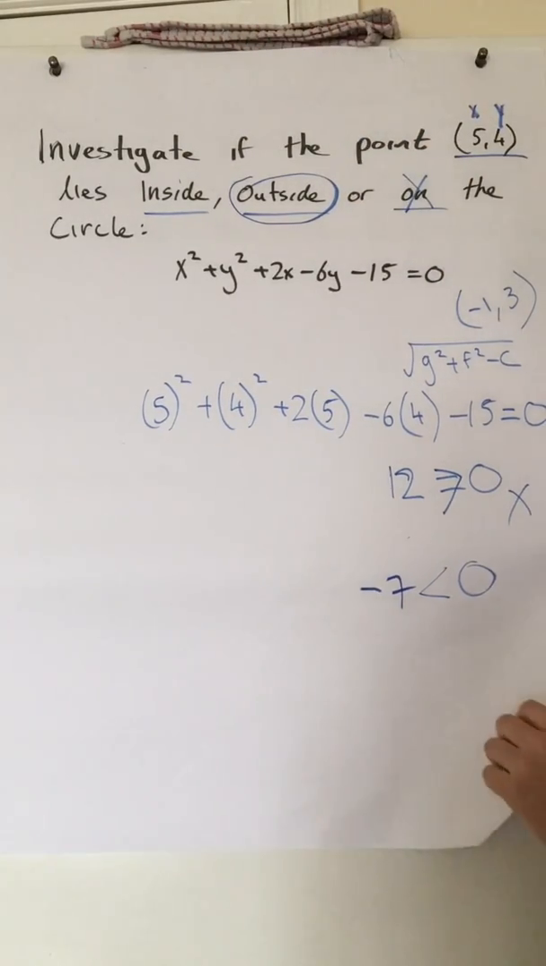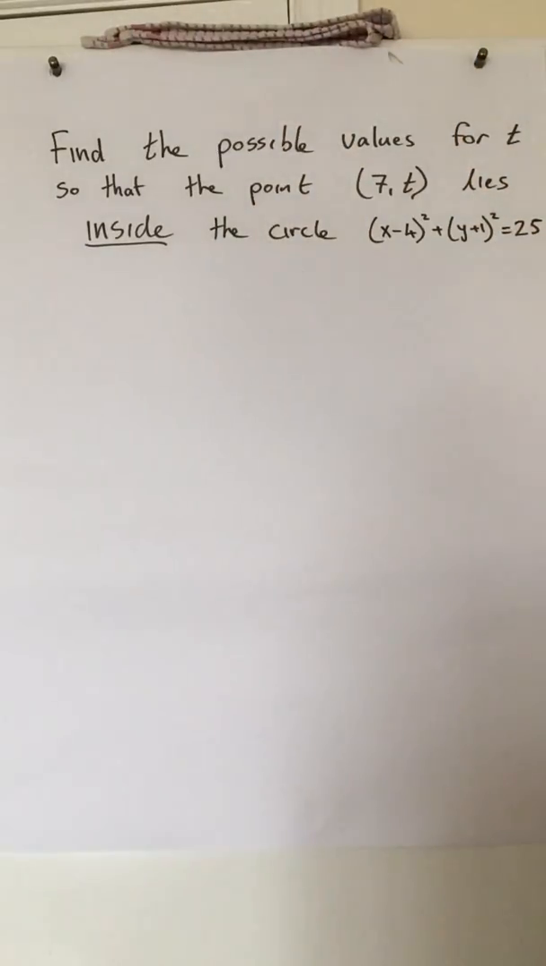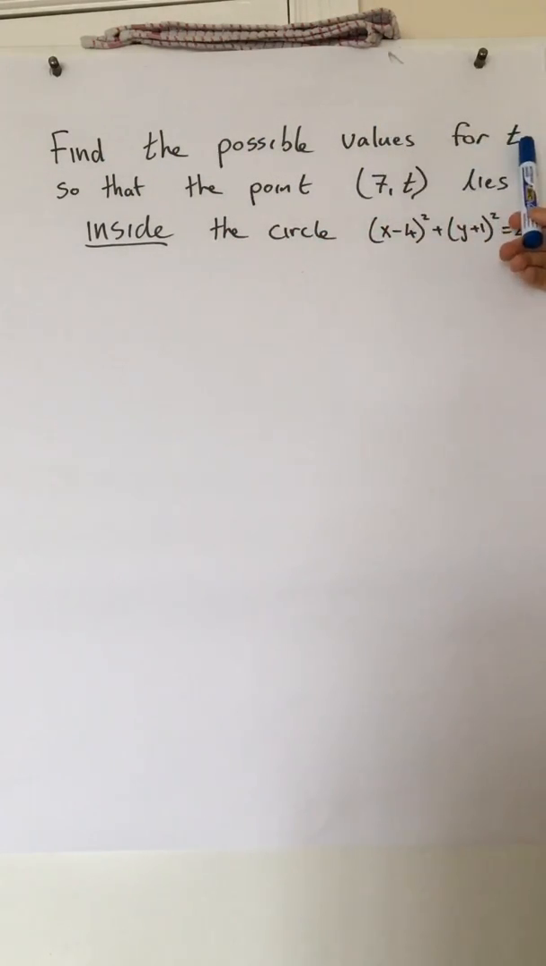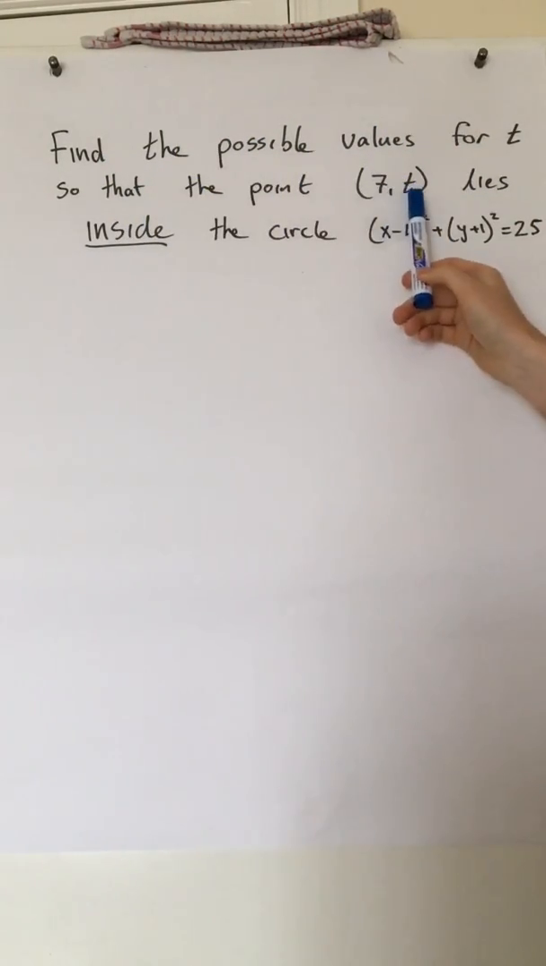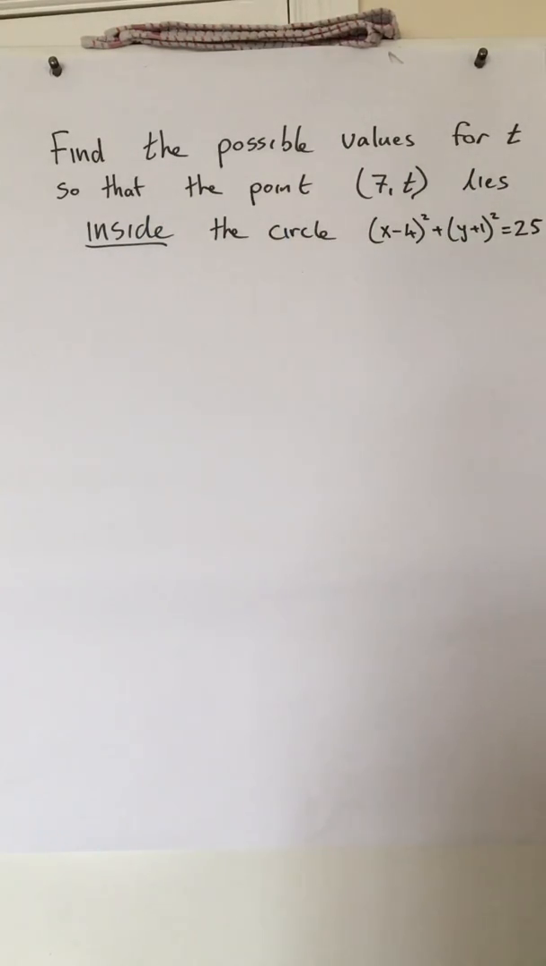Okay, and the final question I want you to do is this one here. Find the possible values for t so that the point (7, t) lies inside the circle. I want you to try this question on your own. Pause the video, and then I will do it in a second.